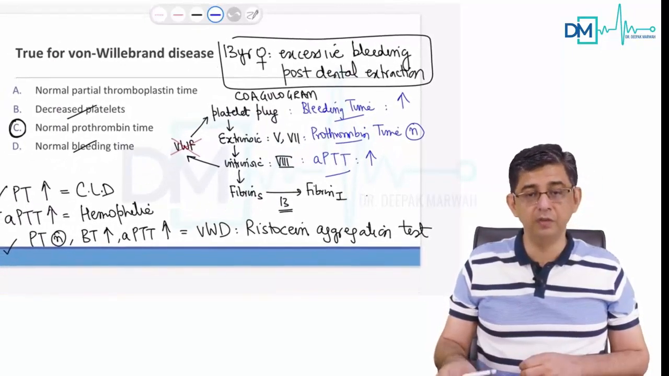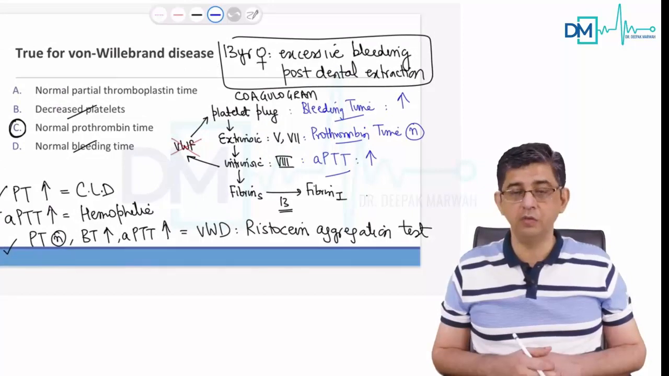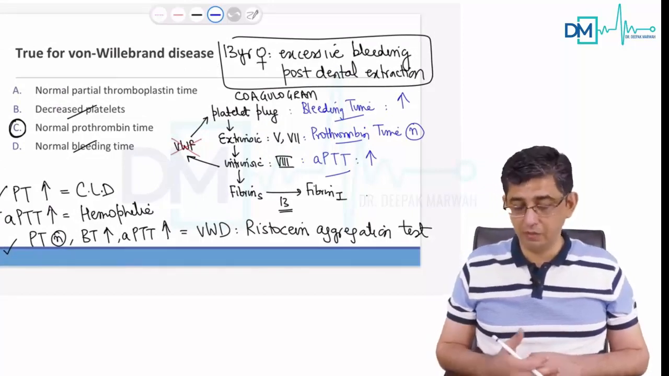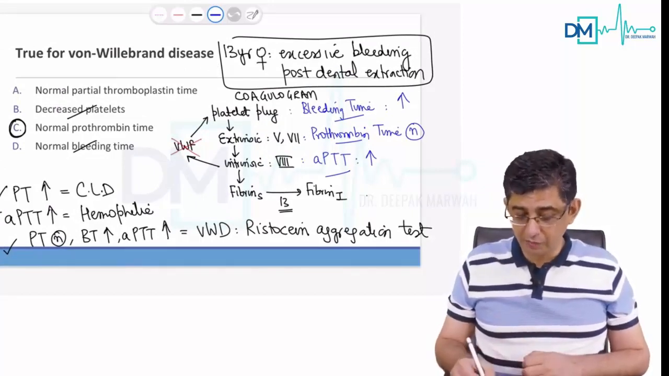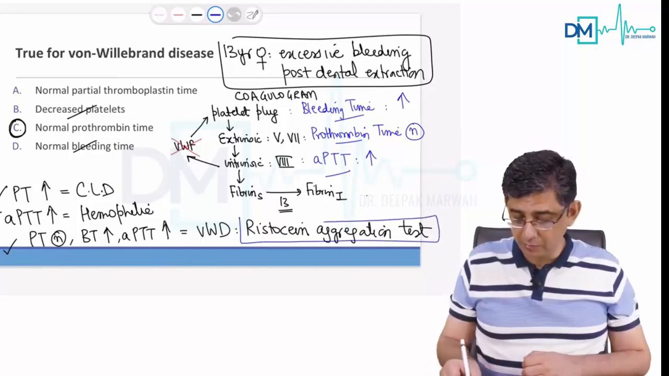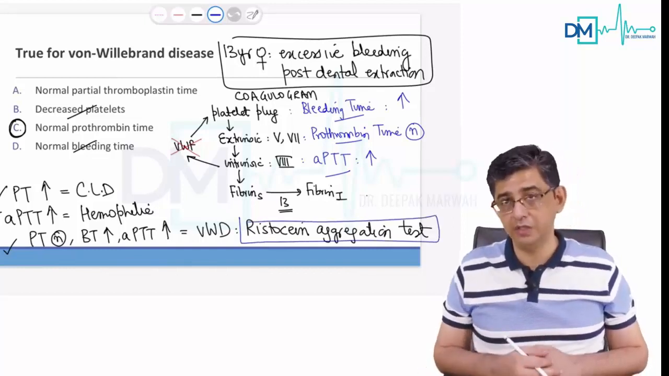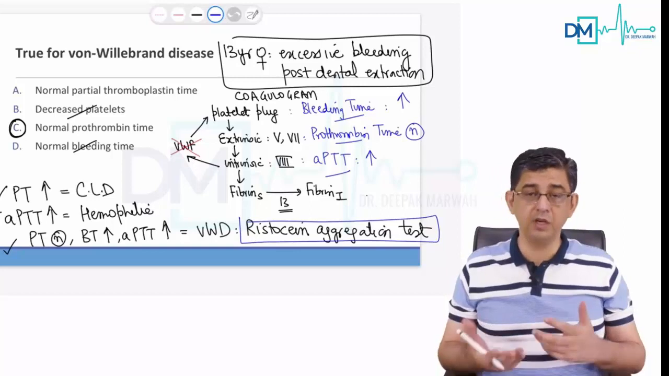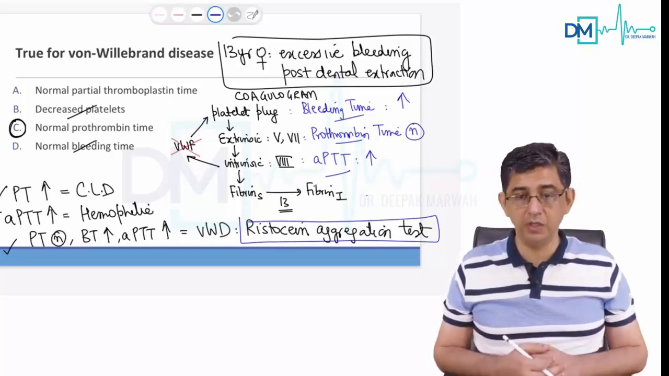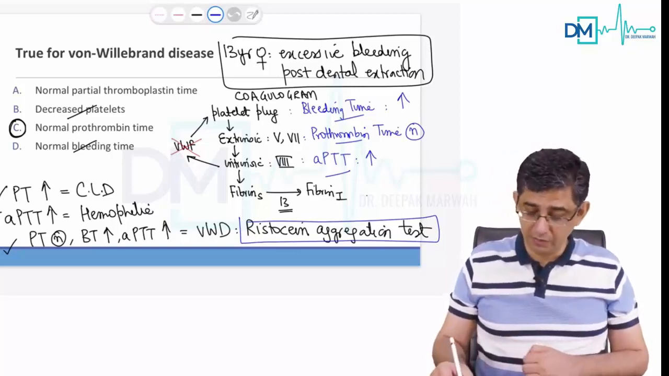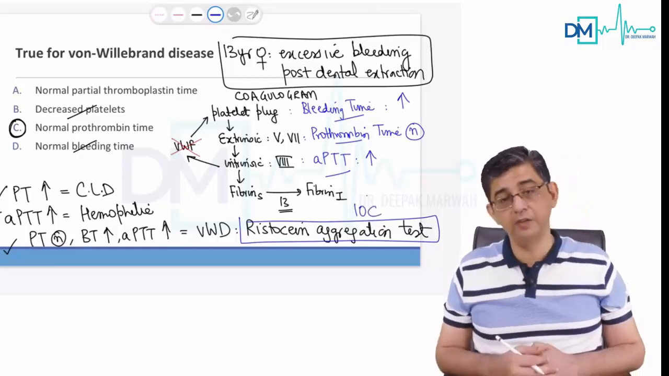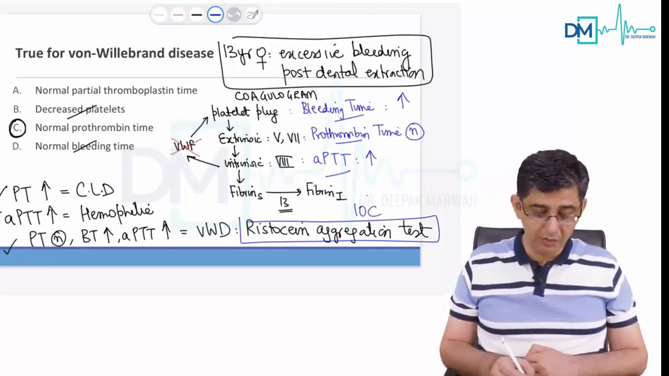from the exam perspective. The investigation of choice for this condition, however, would be answered as measurement of the activity after Ristocetin addition to the sample, that is, the sample will clot after the addition of Ristocetin, which behaves like artificial von Willebrand. Ristocetin aggregation test is the investigation of choice for diagnosis of von Willebrand disease. Answer to this question happens to be C.